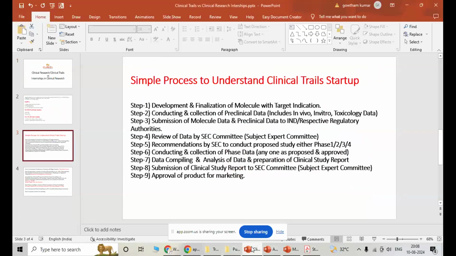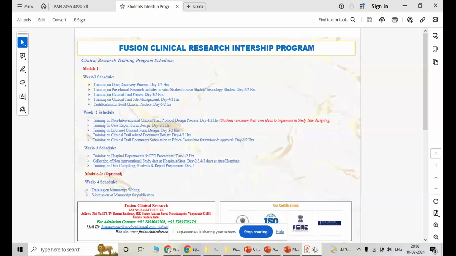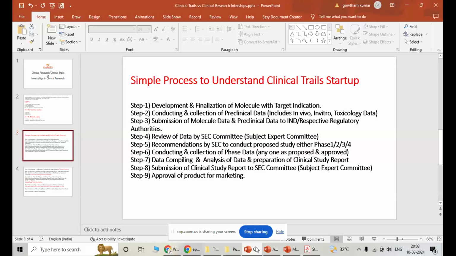Here is the conducting and collection of phase data. We are going to train you people to collect that on week 3, day 4. You will go to the hospital departments and you will collect the OPD data. You can collect the data at hospitals. So step 8, submission of clinical study. Step 7, data compiling and analysis.